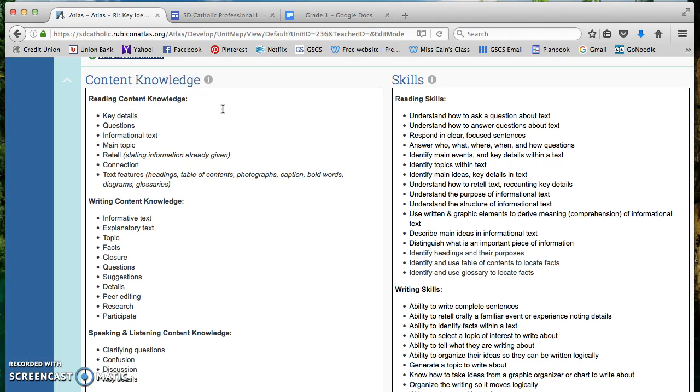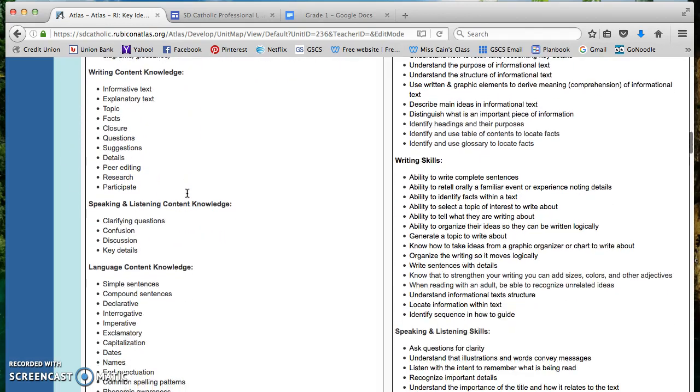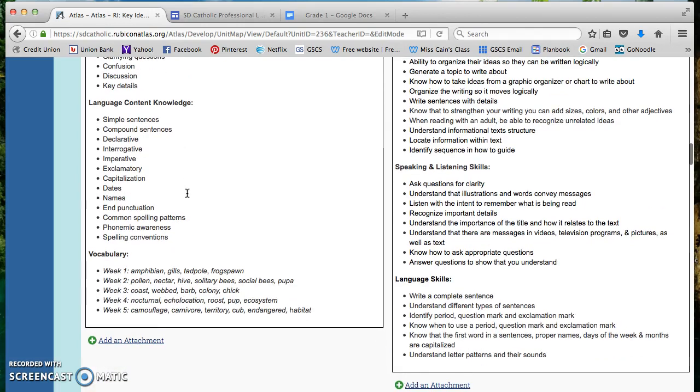So I went back, read through the skills that I had already typed in, and pulled out the big nouns that I kept hearing repeated and typed them into content knowledge. And I did that for reading, writing, speaking and listening, and language. I also included vocabulary that I am going to be explicitly teaching each week around the animal that we are learning. So that's why I have vocabulary listed here.